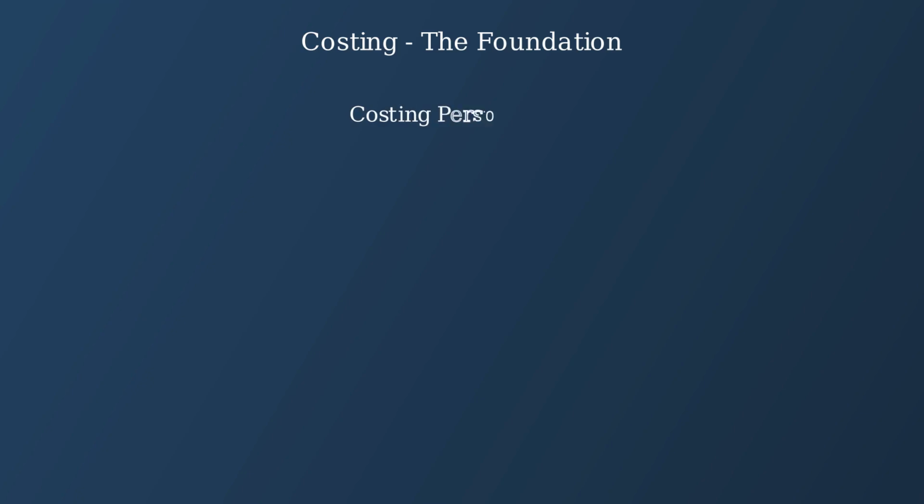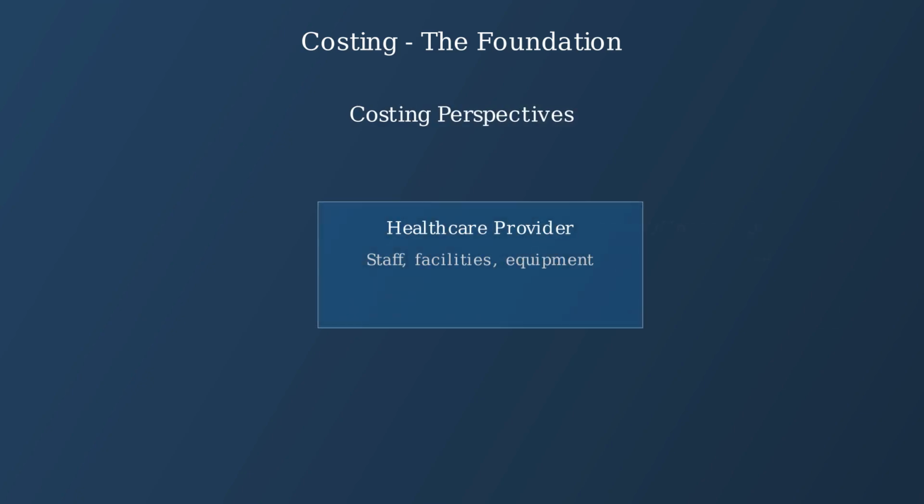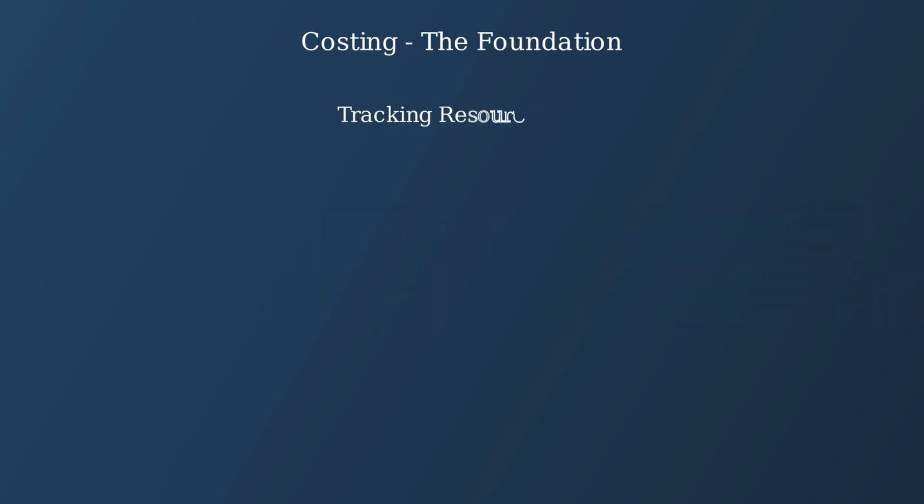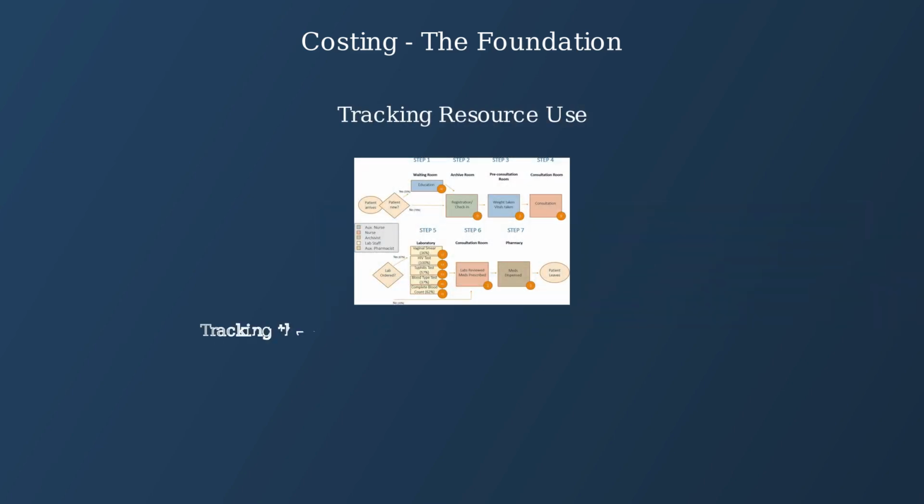When determining costs, we must consider different perspectives. The healthcare provider perspective looks at costs of providing services. The patient perspective considers costs of accessing care. The societal perspective includes costs incurred by all parties. To accurately capture all costs, we track resource use throughout the entire patient journey or intervention process. This includes staff time, equipment usage, medications, and facilities at each step.